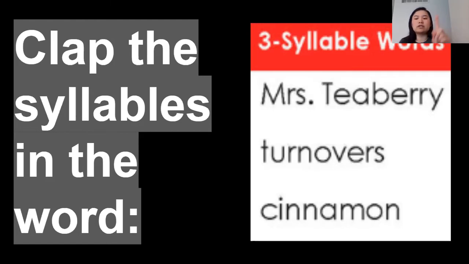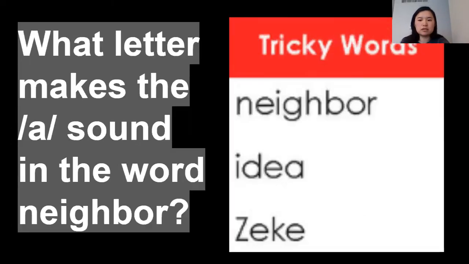Turnovers. It's like a little dough cake. So you have the pastry dough around the apple filling. And usually they're served warm. Cinnamon. 3 syllables.